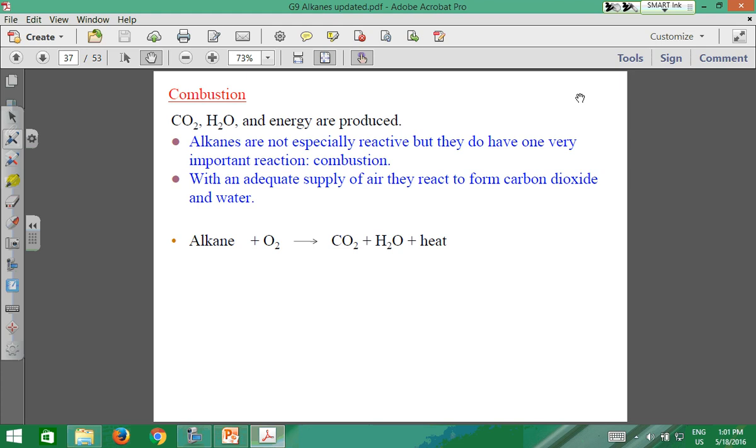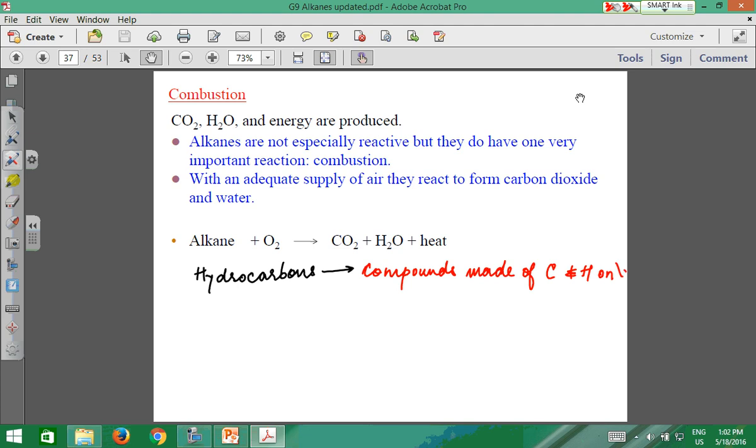Combustion. First of all, combustion of alkanes. Whenever all the hydrocarbons. So what are hydrocarbons? If I want to write the definition, hydrocarbons means compounds made of carbon and hydrogen only. They are called hydrocarbons. So, for example, alkene and alkyne, they all are hydrocarbons.